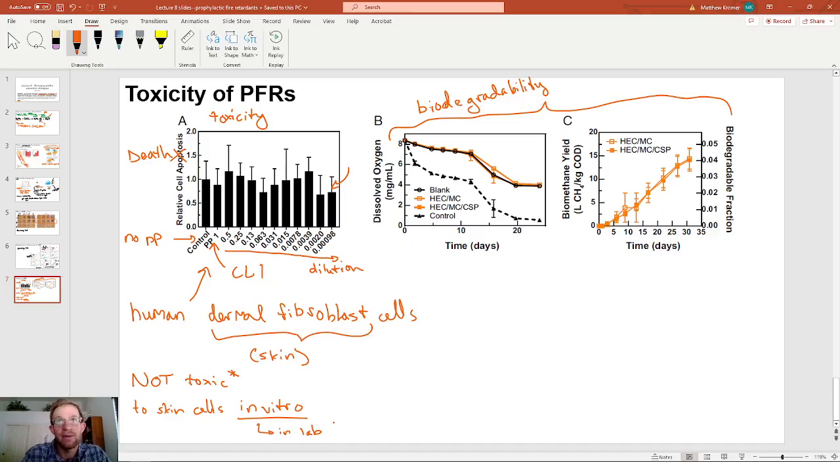assess the relative toxicity in actual living, breathing humans. Okay, but for now, just know that hey, this is cool, not toxic. Asterisk. Okay, and then they also looked at the biodegradability. What is really important here is that this first test is what's called a biochemical oxygen demand test.